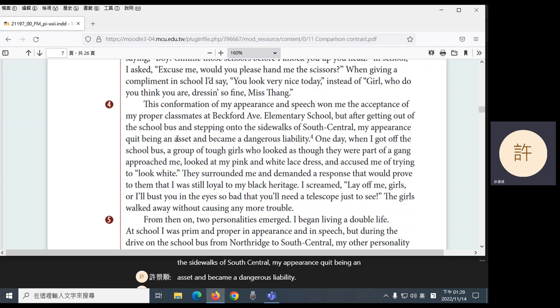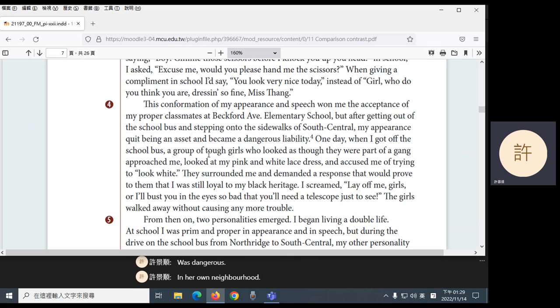So asset is something worth money, and liability is something you owe someone else. Asset 是资产, liability 是负债. So here she's making the comparison. She's transitioning from school to home. What was proper for school was dangerous in her own neighborhood.